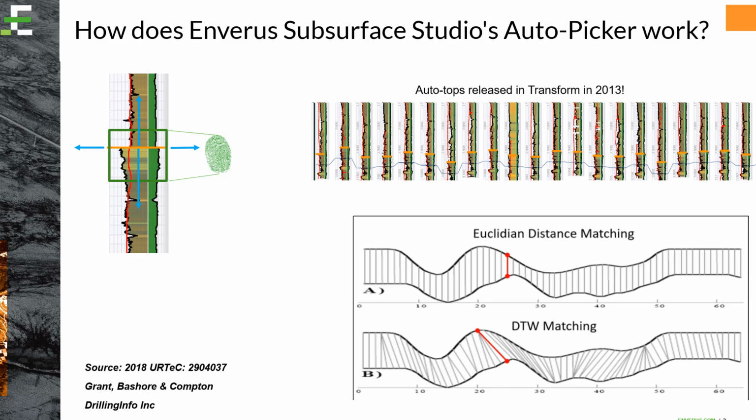This diagram below shows how dynamic time warping will stretch, squeeze, and shift combinations to align that thumbprint to your well. A bonus about Transform's AutoTops picker: any previously interpreted geological event will be used as stratigraphic constraints by that AutoTops picker. So this method will improve in both accuracy and speed as it becomes more stratigraphically constrained. All of this that I've shared with you can be viewed in the 2018 ERTEC paper by Grant, Bayshore, and Compton. So go check that out.